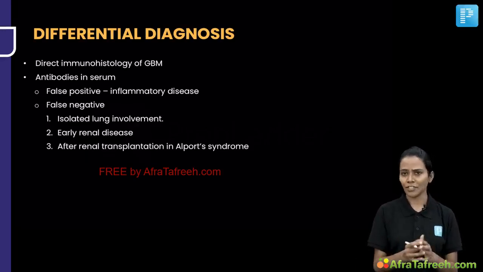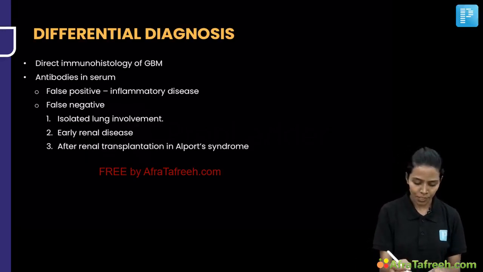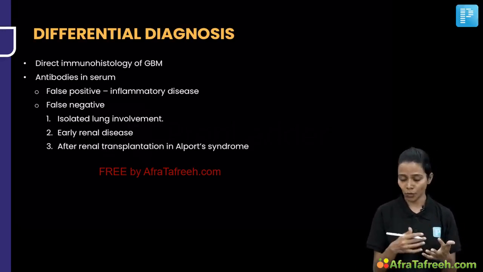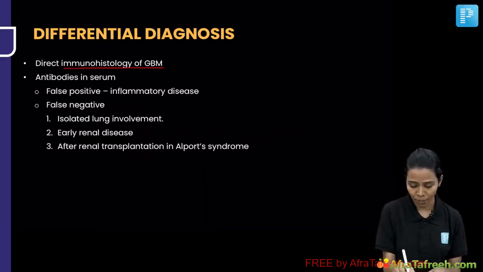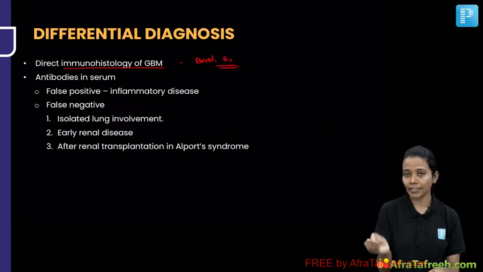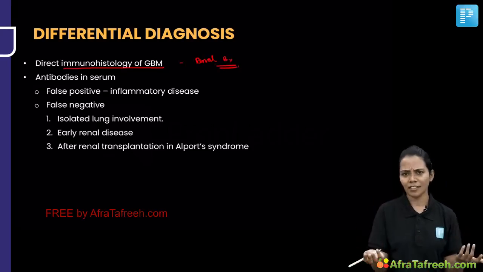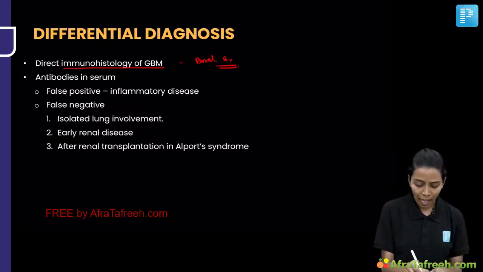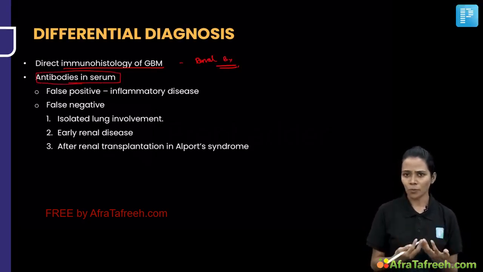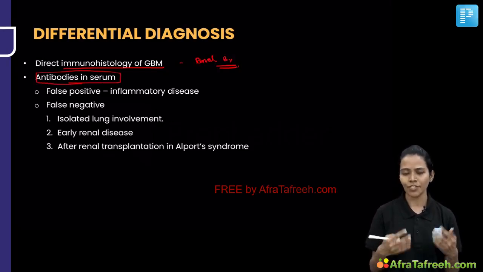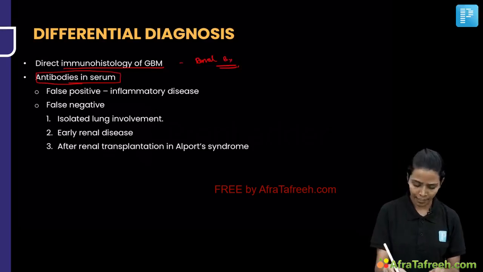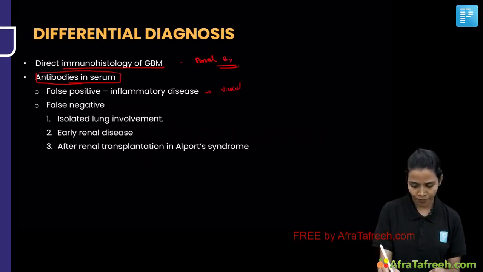Now coming to the differential diagnosis. Differential diagnosis, we can rule out. One is by direct immunohistology of the GBM. This is by doing renal biopsy, where you find the anti-GBM antibodies along with the light microscopic findings. Second is antibodies in the serum. You can detect. It can be false positive in some inflammatory diseases, which can elicit antibodies to the glomerular basement membrane, like in vasculitis, you assume. This can come positive. Okay.